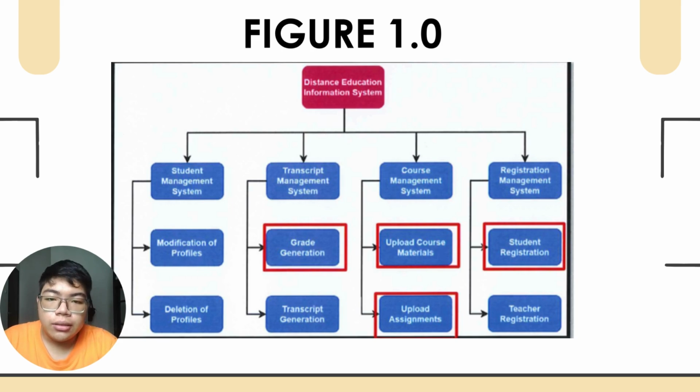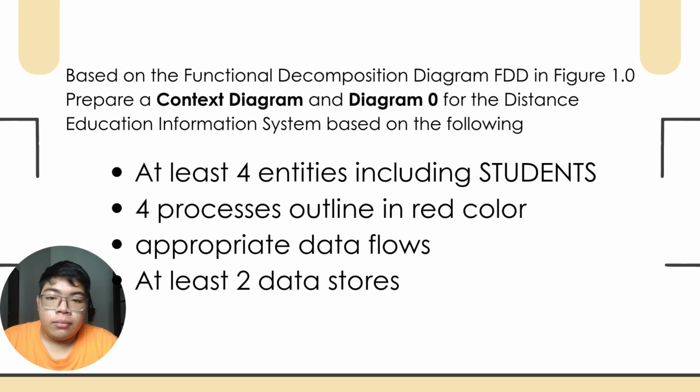In Figure 1, Distant Education Information System has four main systems: student management system, transcript management system, course management system, and registration management system. These four management systems consist of the modification of profile, deletion of profiles, grade generation, transcript generation, upload course materials, upload assignment, and student registration and teachers registration.